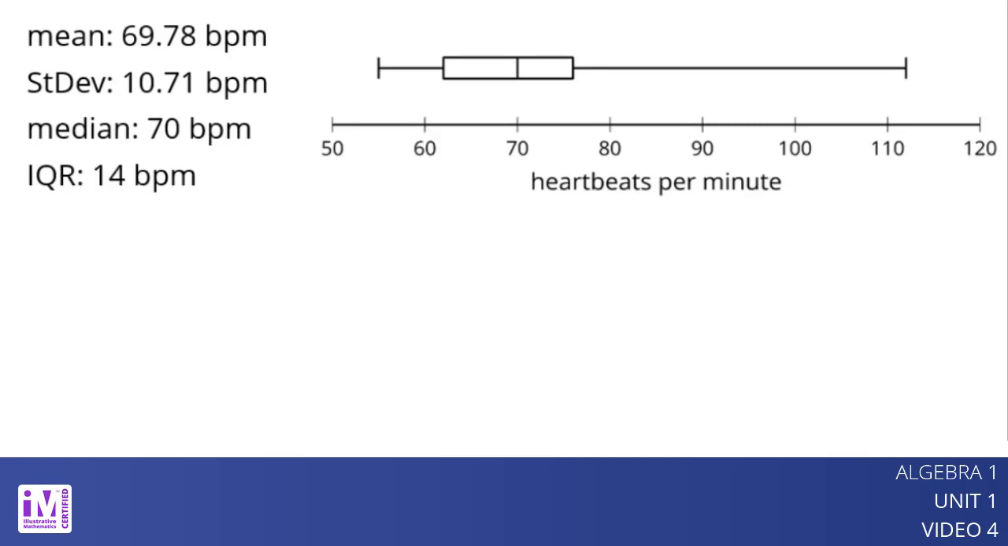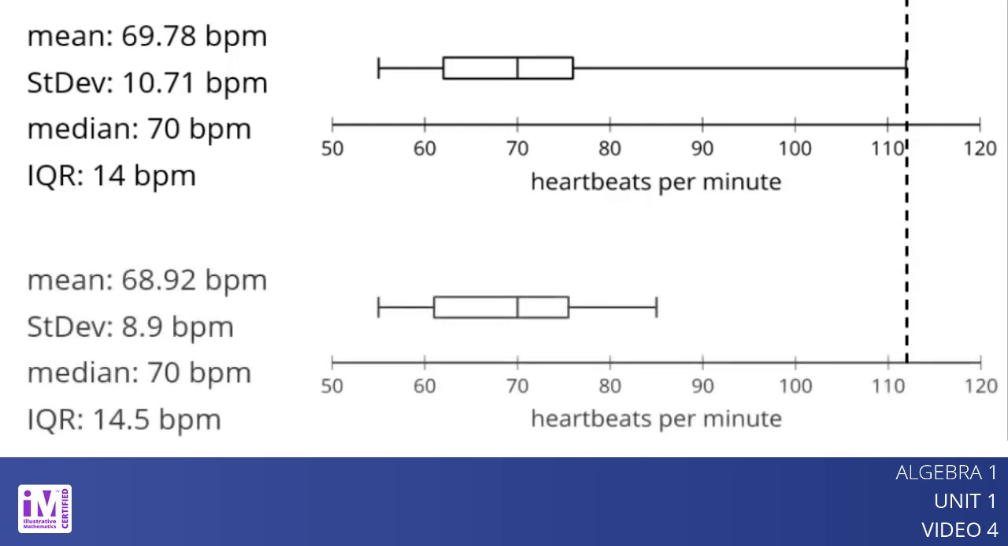After reviewing the data collection process, it is discovered that the athlete with the heart rate measurement of 112 beats per minute was taken 1 minute after a workout instead of 5 minutes after. The outlier should be deleted from the dataset because it was not obtained under the right conditions. Once the outlier is removed, here are the new box plot and summary statistics.